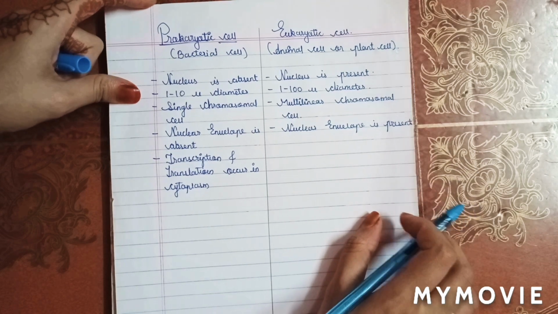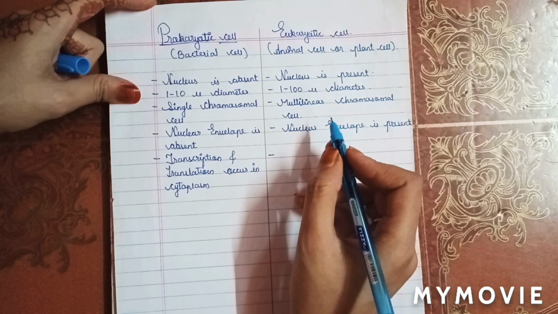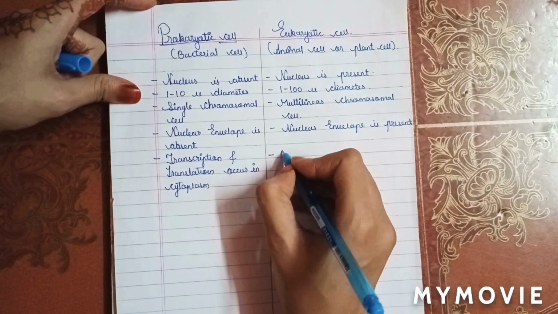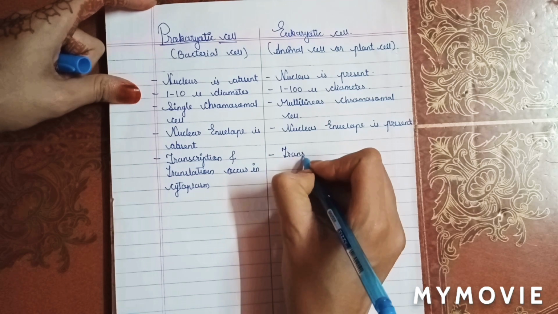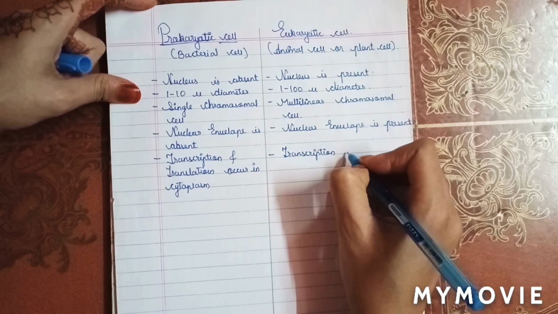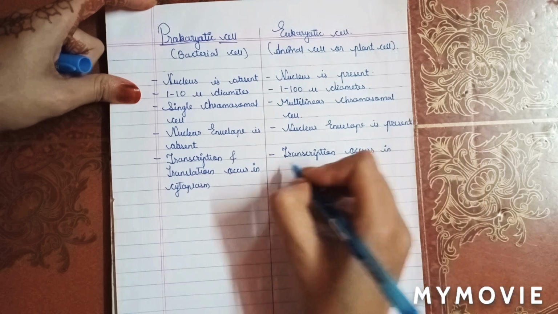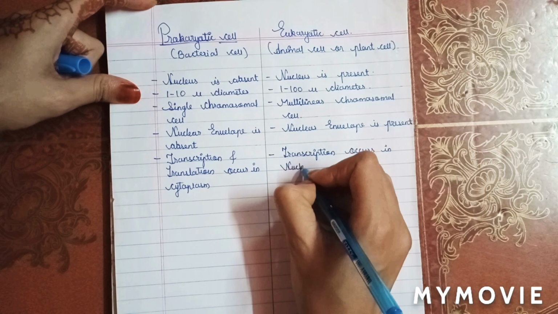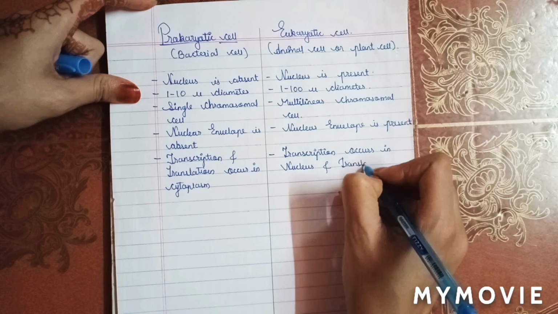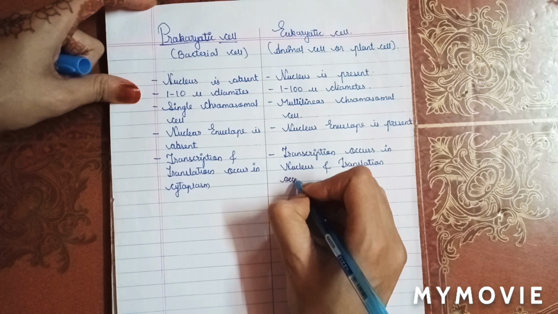But in case of eukaryotic cell, there is a nucleus, so transcription takes place inside the nucleus and translation occurs in the cytoplasm.